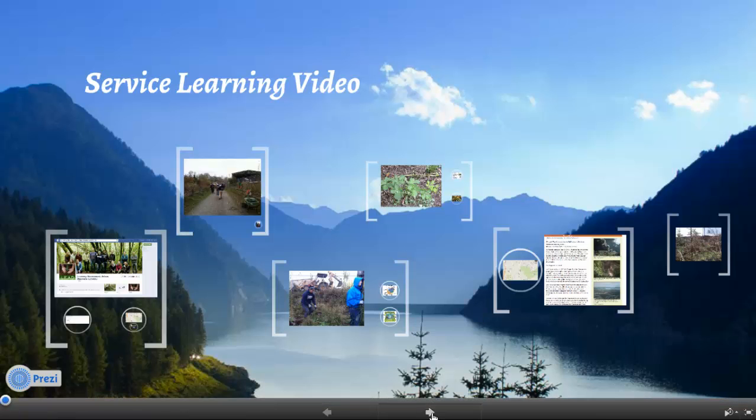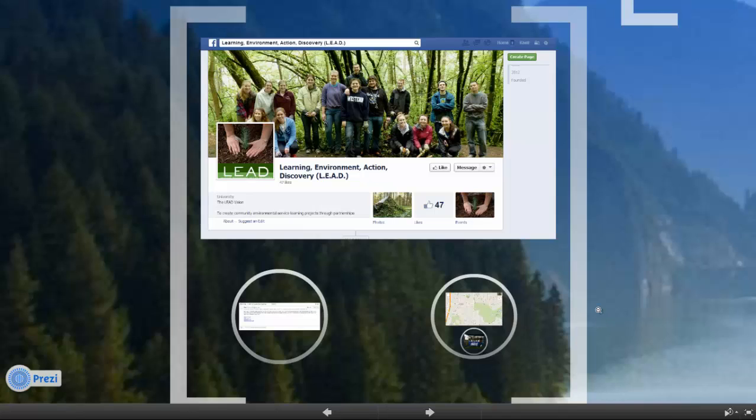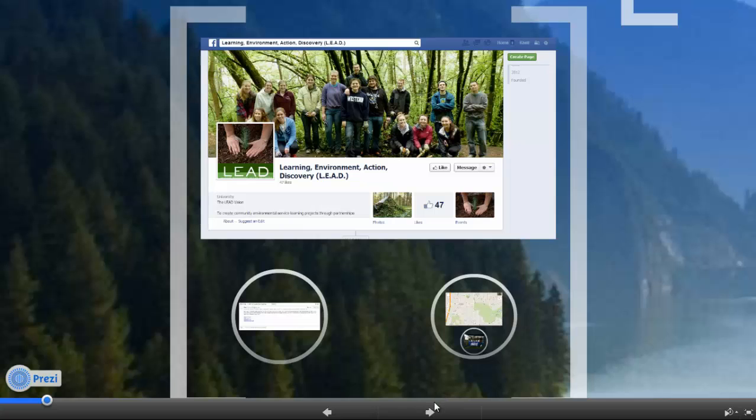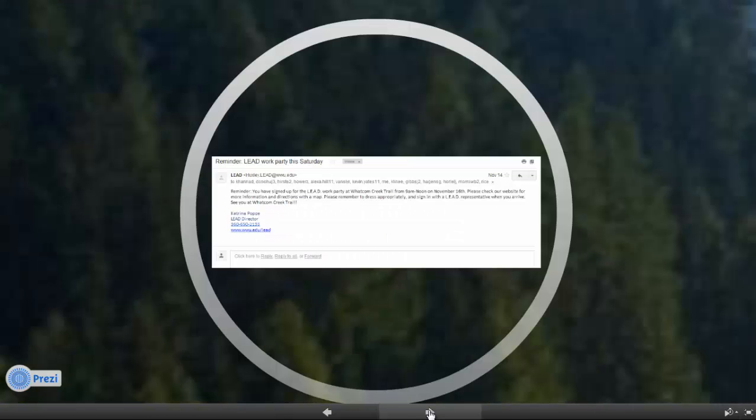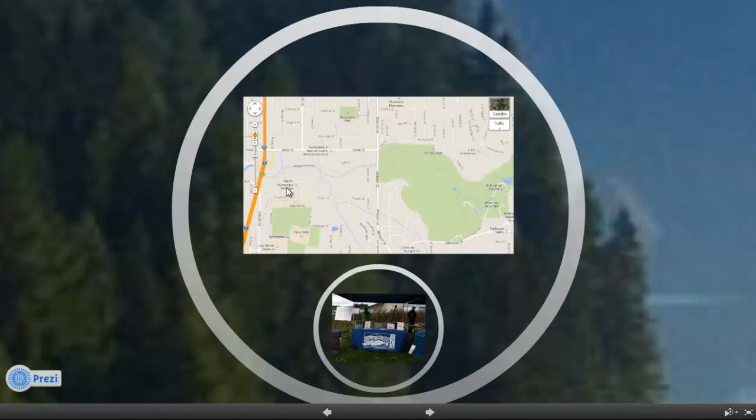So let's get started. First thing that I want to show you is the LEAD homepage on Facebook, and I actually did my service learning project through them. I went to Whatcom Creek Trail on November 16th from 9 o'clock to noon, and here's the email reminding me to go. So that's located about right here.